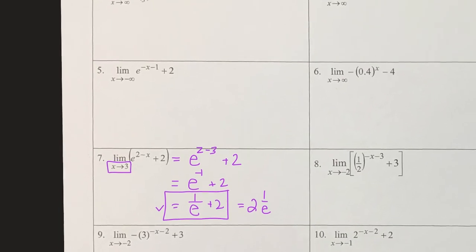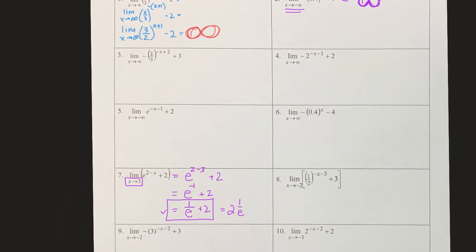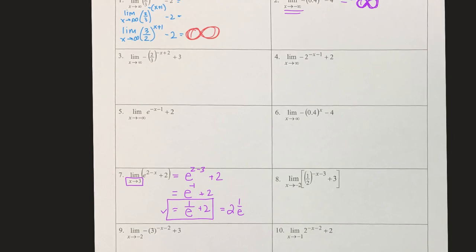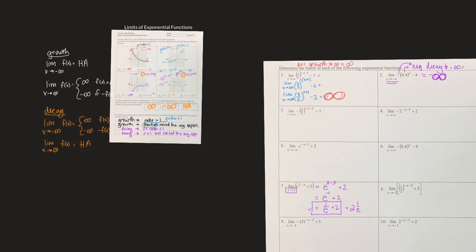Okay, so if you have a limit going to infinity, you have to decide whether it's a growth or a decay, and then whether it's positive or negative. Your answer is either a horizontal asymptote or it's one of the infinities. So hopefully this has been helpful, and now you know everything there is to know about limits of exponential functions.